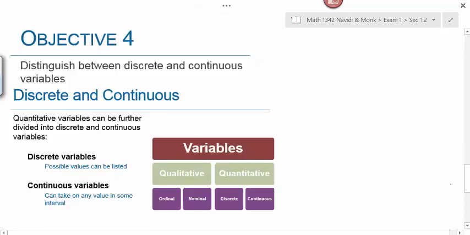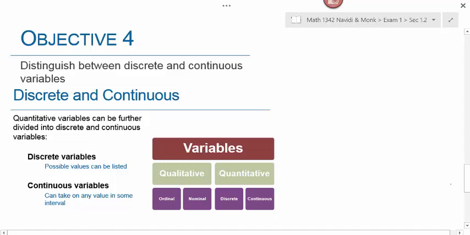Objective 4 is to distinguish between discrete and continuous variables. This objective is something that will be tested on almost every exam that we have in this course. The concept of discrete and continuous is not very difficult once you get it down, but until you get it down, it can be confusing.